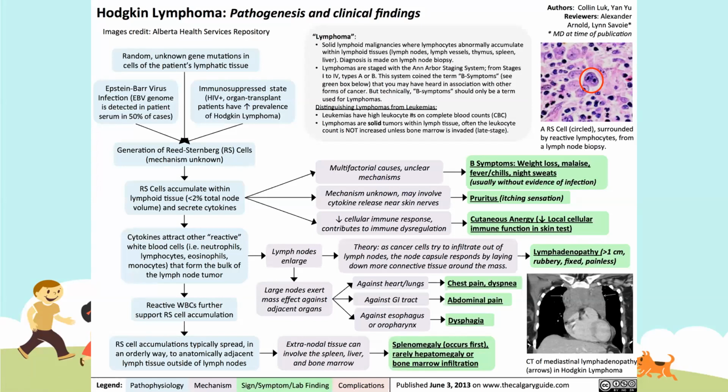Based on this mechanism, it will cause many symptoms such as B symptoms, such as weight loss, malaise, fever and chills, and night sweats. And it can also cause pruritus, which is said to be caused by cytokine release near the skin nerves.